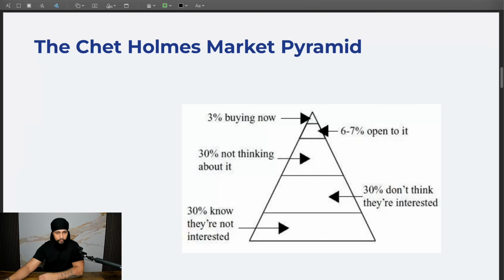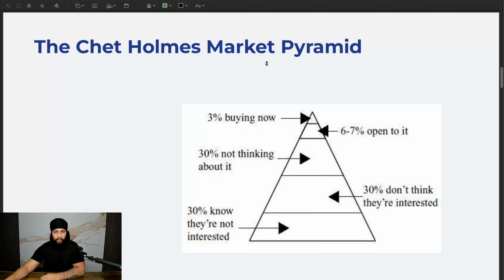So to go deeper into this, there is a book written by Chet Holmes called The Ultimate Selling Machine. And in this book, he talks about the different market segments. So if I give you an example right now, I need you to imagine that you had your entire market in one space. Okay, you filled up a stadium with your entire market. Obviously, not everyone is going to be ready to buy right now.